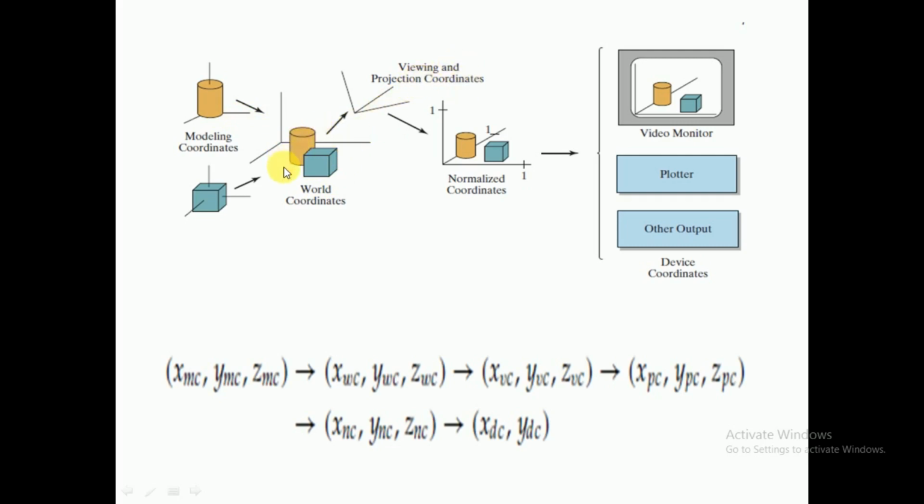Means which part you want to see: whether you want to see both the objects, or only the cylinder, or only the cube. That you decide. That is what the viewing coordinate is. Then for the viewing coordinate you may need to do the projection. Since it is 2D, you don't need projection. In a projection, you are converting a 3D object to a 2D object. If it is a 3D object and you would like to convert it to a 2D object, that is projection.